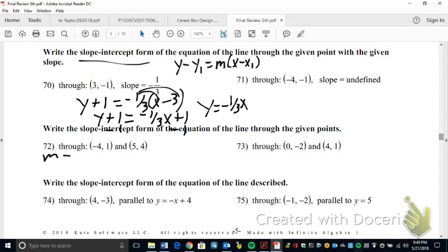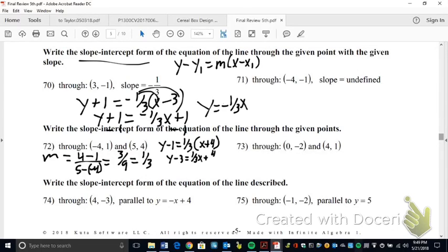Now, on 72 and 73, an added level of difficulty. Okay, so what I'm going to do is I am going to first have to find the slope. Again, remember, slope, y2 minus y1 over x2 minus x1. It's going to be a slope of 3 over 9, or 1/3. Now I know it's a slope of 1/3 and it goes through those points. So I just pick a point. I'm going to pick that negative 4, 1, put it in point-slope, and again, solve for y.